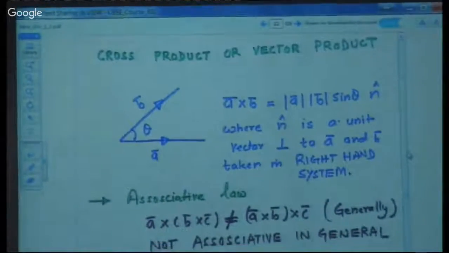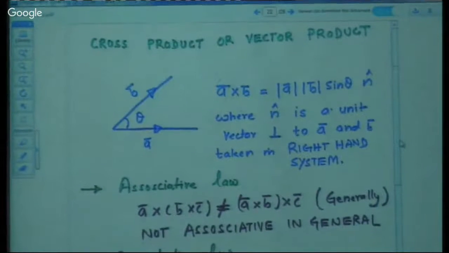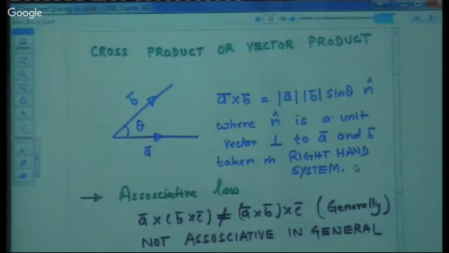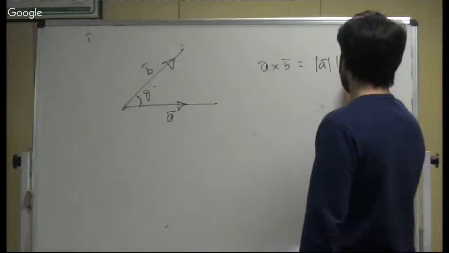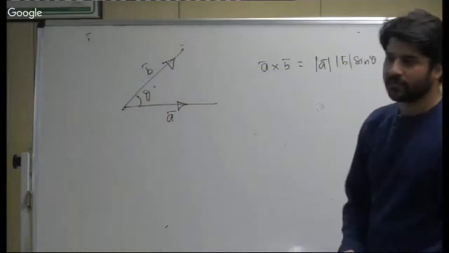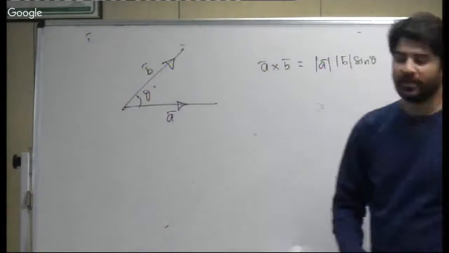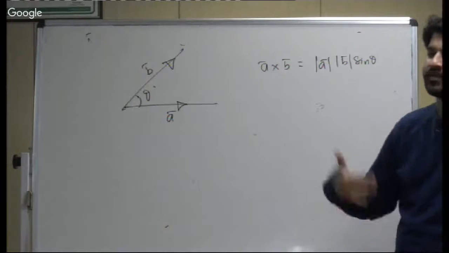When I say we have two vectors, they must be making some angle. So they are, let's say, A and B, and they are making angle theta. So I can say A cross B is, but it's not going to be a scalar quantity, it's going to be a vector quantity. We call it a vector product.